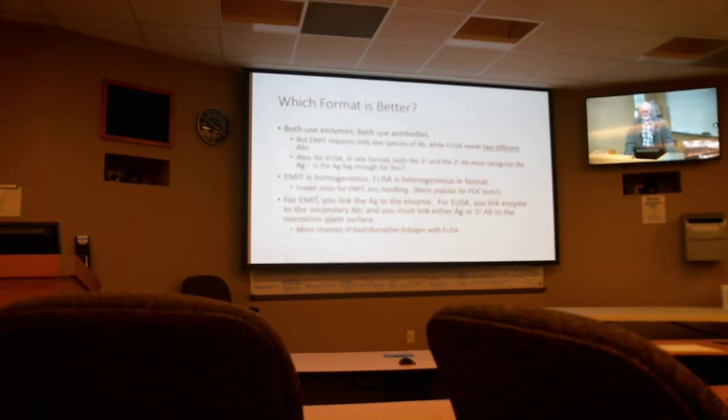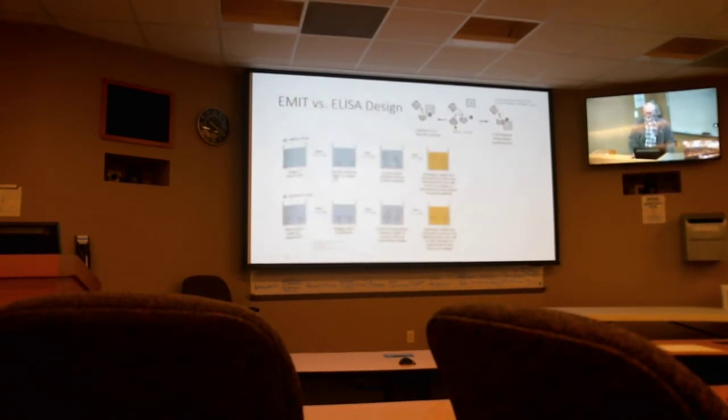Okay? Now remember, for ELISA to work, we've got that sandwich format. We've got to have an antigen that's got a front side and a back side that are different enough so that we can get antibodies that are different and recognize those fronts or backs so we can form the sandwich. We don't have to worry about that for EMIT. So that's a problem.